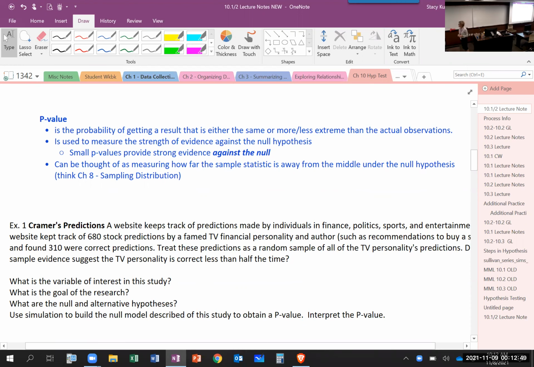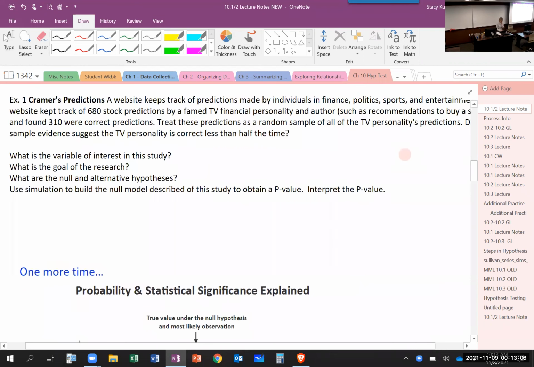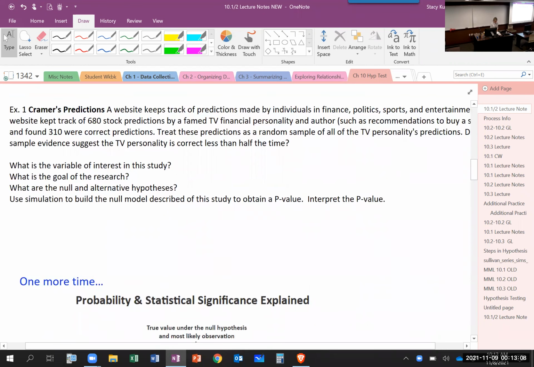It can also be thought of as measuring how far our sample statistic is away from the middle under the null hypothesis, which is what we looked at in chapter 8, sampling distributions. Okay, let's look at another example here.